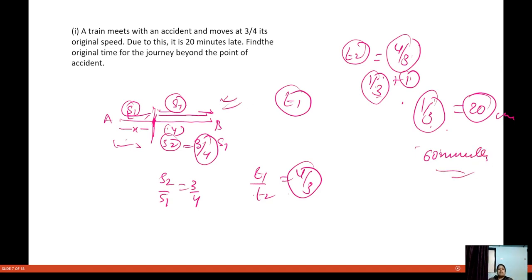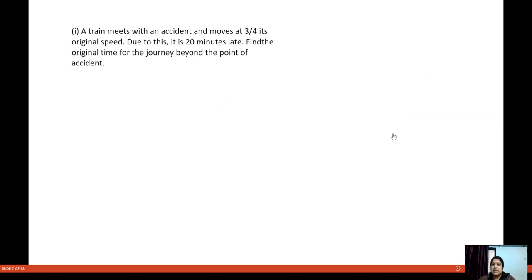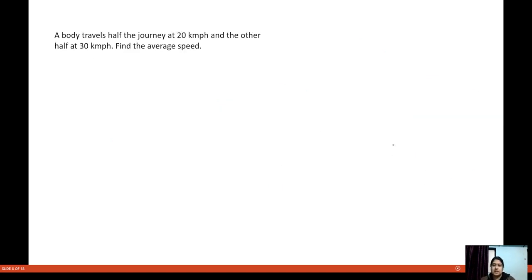So this is a very easy but very intuitive question. Try to understand this very well. I hope you must have understood this thing. Now let us move forward and look at the next question.